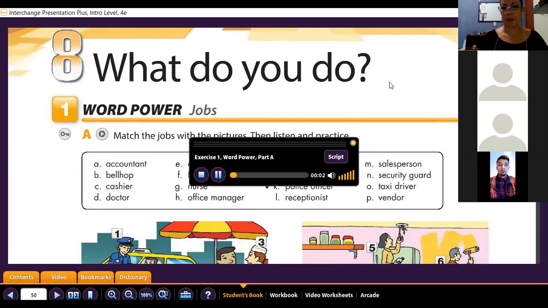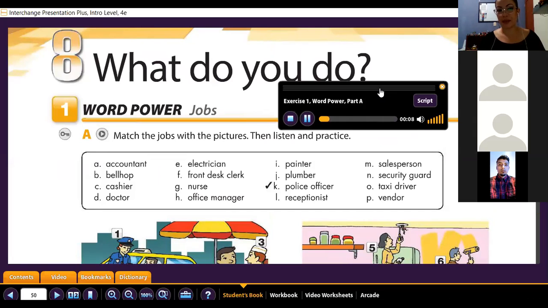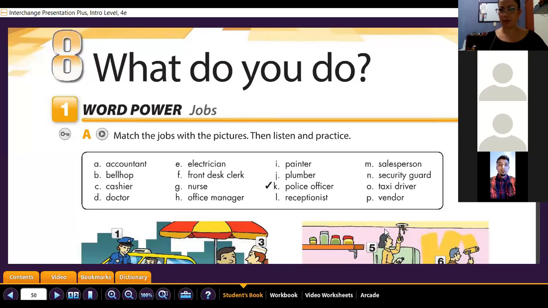Unit 8. What do you do? Page 50, exercise 1. Let's listen. Word power. Repeat. Jobs. Part A. Match the jobs with the pictures. Then listen and practice. 1. K. Police officer. 2. O. Taxi driver. 3. P. Vendor. 4. G.